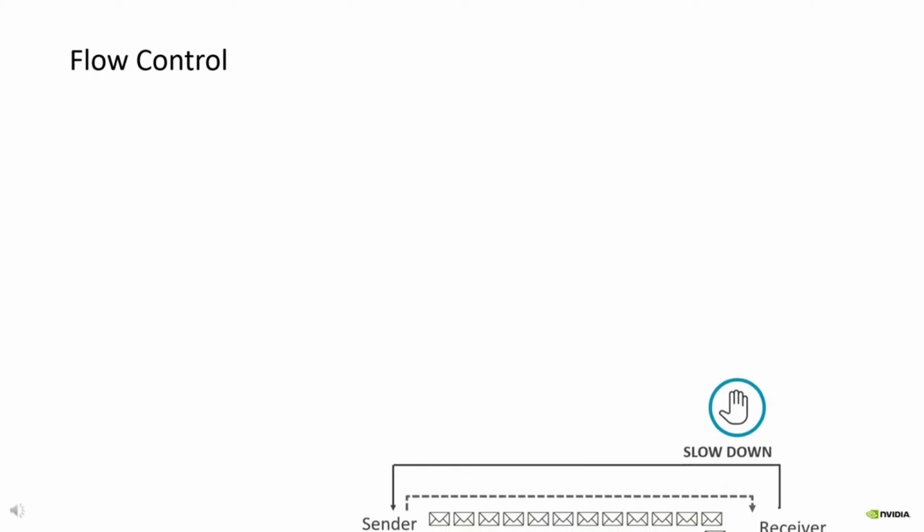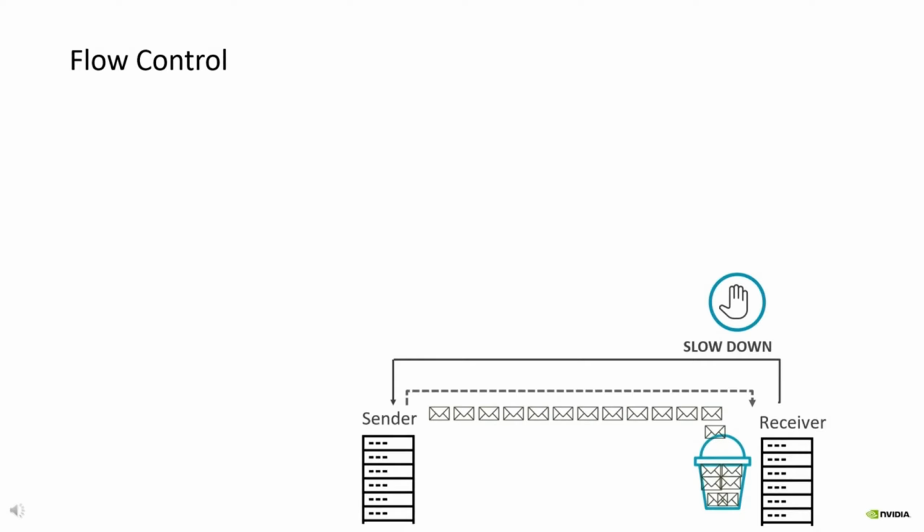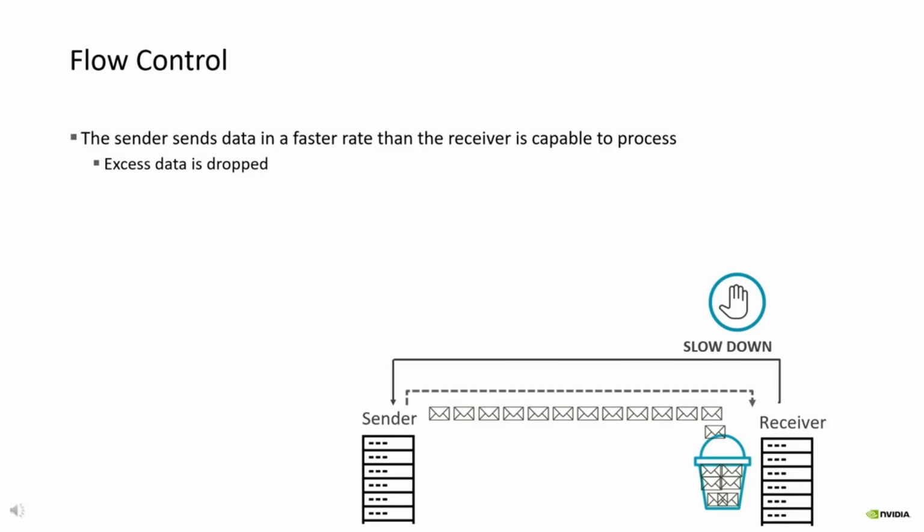Another mechanism provided by TCP is flow control. First, let's understand what is the meaning of flow control and why do we need it. Let's assume a scenario where the sender sends data at a faster rate than the receiver is capable of processing. In this case, the excess data is dropped and TCP will require retransmits.